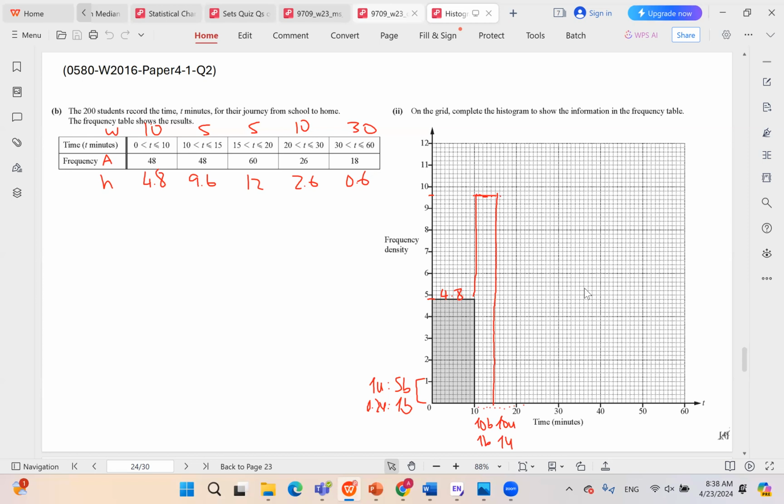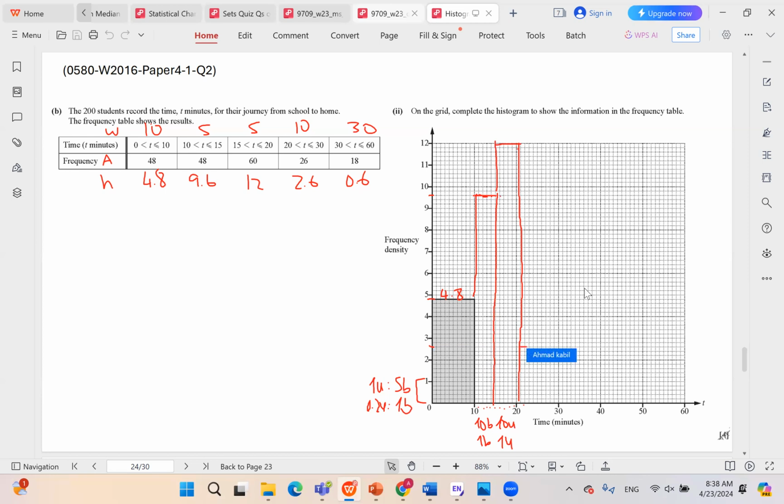So after the 9.6, we have 15 to 20, and it goes up to 12. This is quite simple to sketch because you just go up to the top and you reach 12, and then you just plot this bar like this from 15 to 20. Then from 20 to 30, we have a height of 2.6. So 2.6 will be 3 units above the 2. So there is our 2.6.